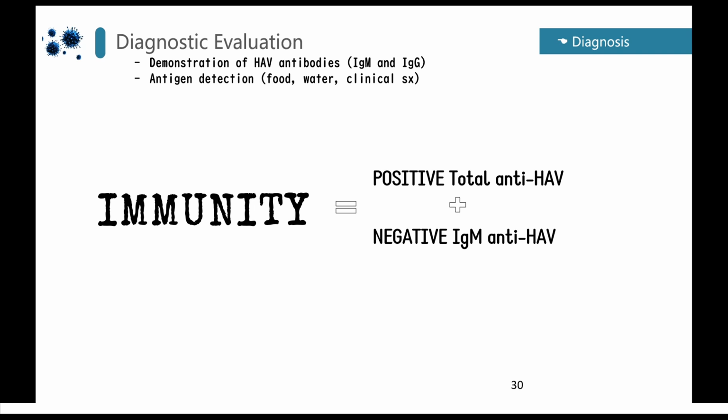Immunity to hepatitis A is indicative of a positive total anti-HAV antibodies with a negative IgM anti-HAV antibodies. Remember that IgM is a marker for current infection. But if the patient has a negative IgM and positive total anti-HAV, this total positive here is because of the IgG. So kapag ganito yung presentation, that means that the patient has fully recovered and there is immunity to that.